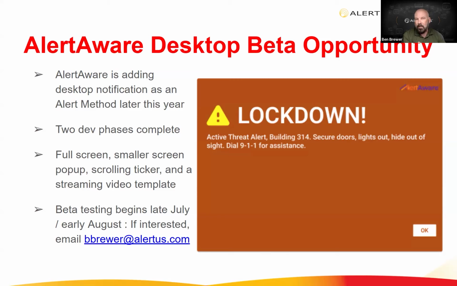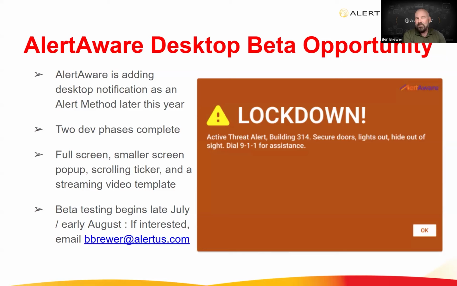We currently support a light and a dark theme within the AlertAware desktop notification client. Customization is not yet fully evident within the product. That's what we're addressing in phase 3, along with some other further refinements. But as part of the beta, you'll be able to test out full screen, small screen, which is typically a central location on the pop-up, but you have the ability to move it, very similar to what you can do in Alertus, as well as a scrolling ticker.